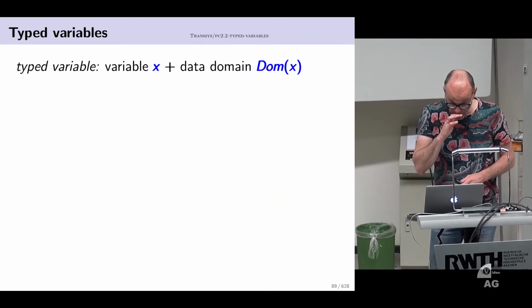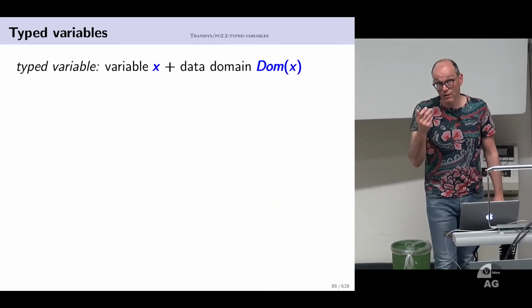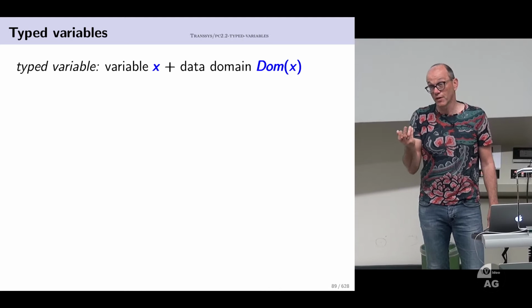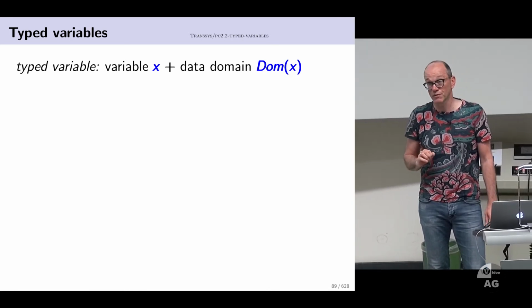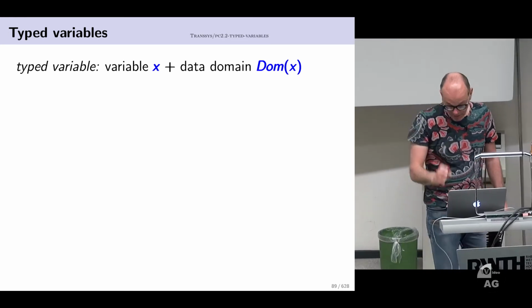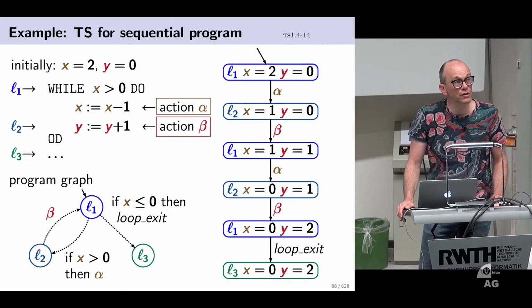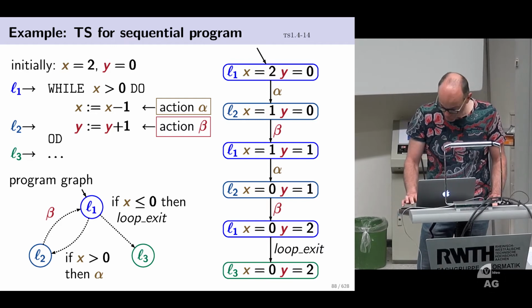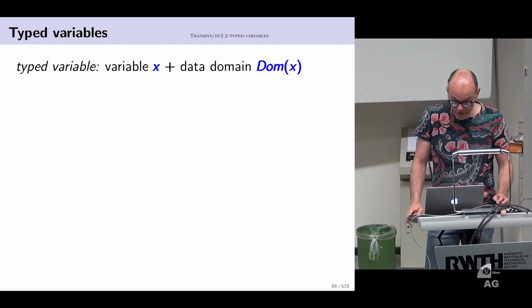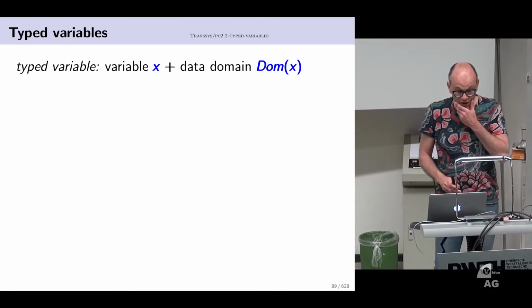Good. Now I would like to make this formal, and I would like to provide a mapping from any arbitrary program graph to a transition system. By the way, are there any questions so far? No. Good. So the first thing, I'm going to define what are typed variables.